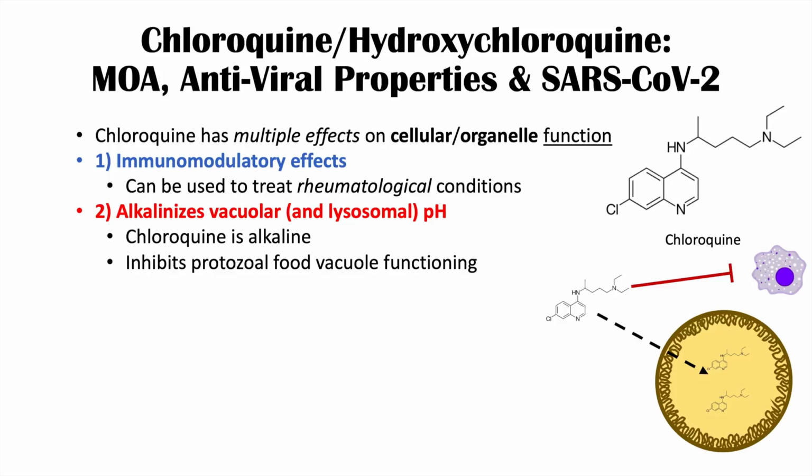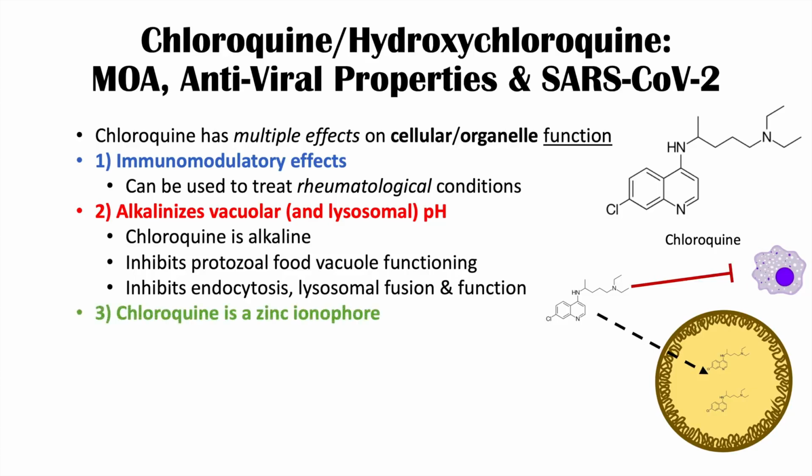Malaria is caused by the protozoa of Plasmodium species. So it can inhibit protozoal food vacuole functioning by alkalinizing that food vacuole. And as I mentioned before, it can alkalinize the endosomes and lysosomes, and it can inhibit endocytosis and lysosomal fusion and function. The third property of chloroquine is that it is known to be a zinc ionophore.